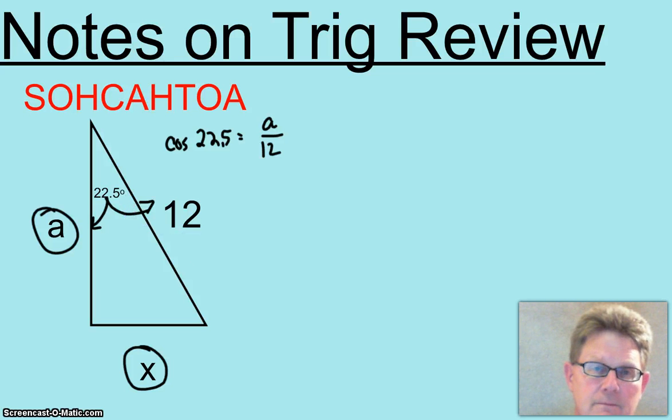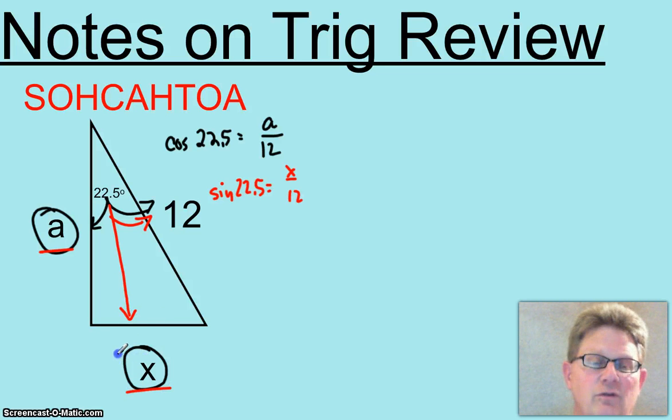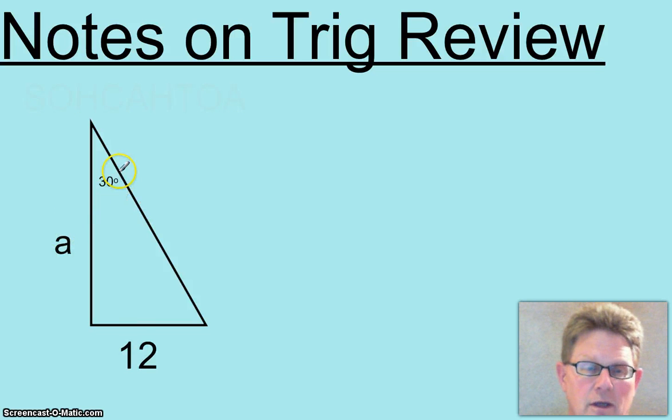And then looking at that 22.5, the x is the opposite and the 12 is the hypotenuse. Opposite and hypotenuse, that would be sine. So the sine of that 22.5 degree angle equals x over 12. And we'll find both the apothem and a partial side length, and that will help us find the area of the regular polygon. Moving along. Okay, let's do one more.